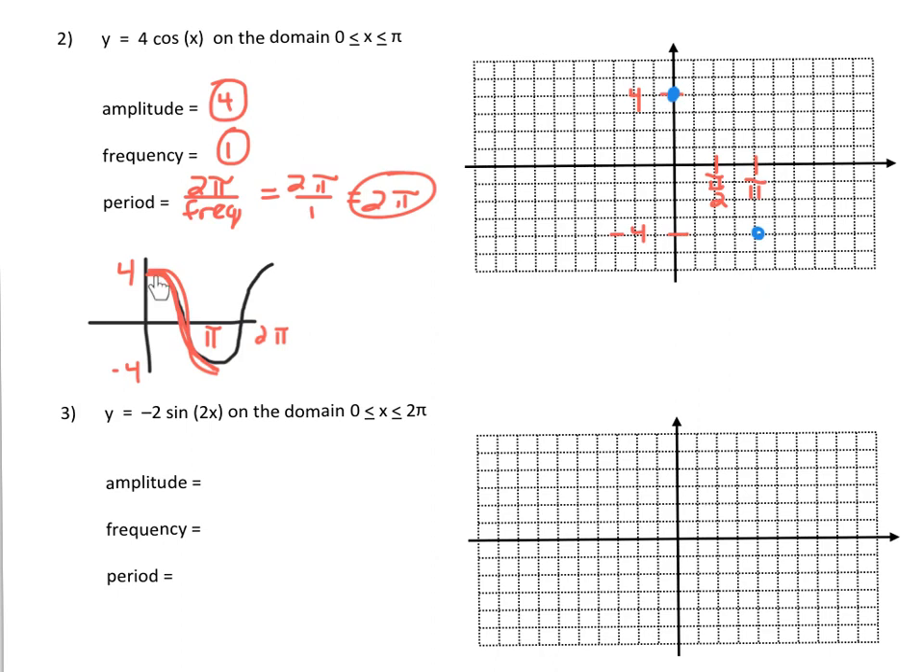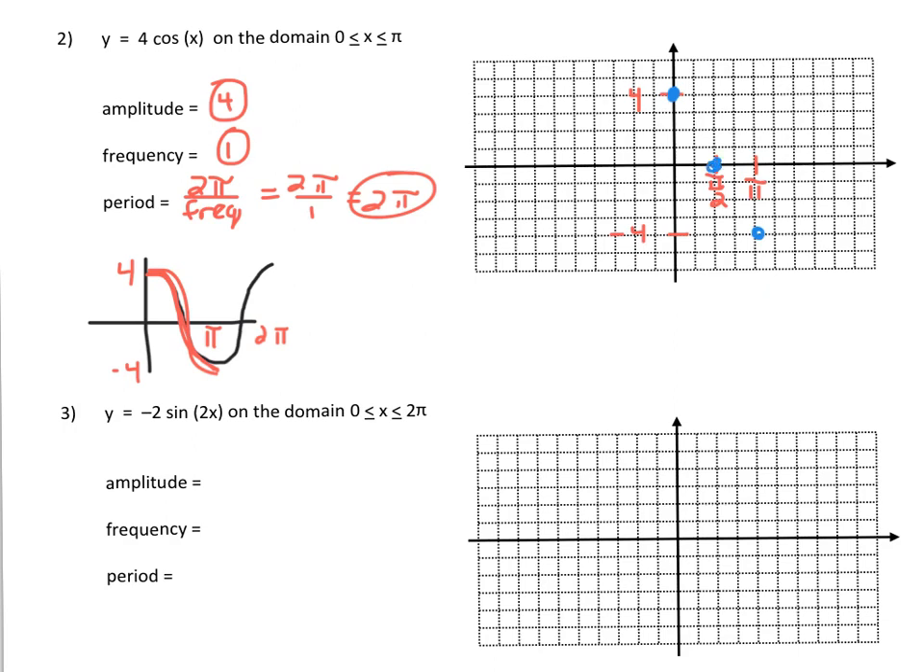Now we know halfway between the maximum and the minimum, we're going to be at a height of 0. Now let's think about this. If the maximum occurred when x equals 0, and the minimum occurred when x is equal to pi, what's halfway between 0 and pi? Well, look, you can see it here. Halfway between 0 and pi is pi over 2. So at pi over 2, we're going to be at a height of 0. We're going to be on that x-axis. So let's put a point right there.